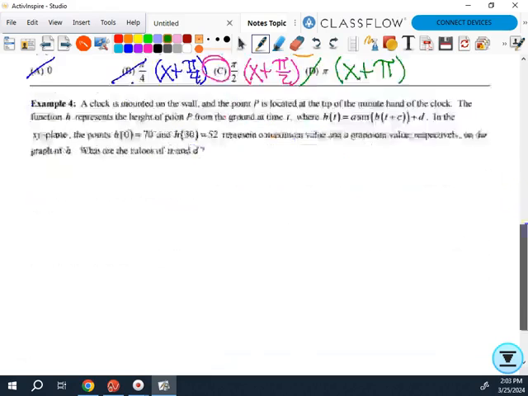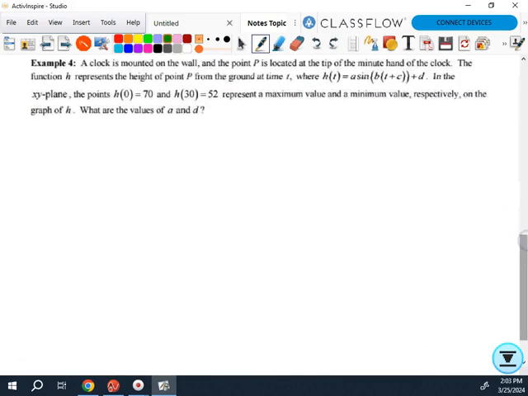Let's look at example 4. A clock is mounted on a wall, and the point P is located at the tip of the minute hand of the clock. Here's my clock. I'm not going to put the minute hand on there yet because I don't know if I need to. The function h represents the height of P from the ground at time t, and this is my equation. In the xy plane, I've got these 2 points. H of 0 is 70, H of 30 is 52. That represents a maximum value and a minimum value, respectively, on the graph of H.